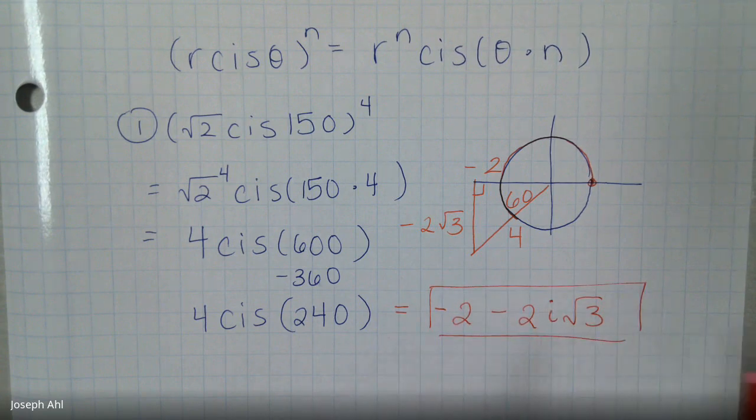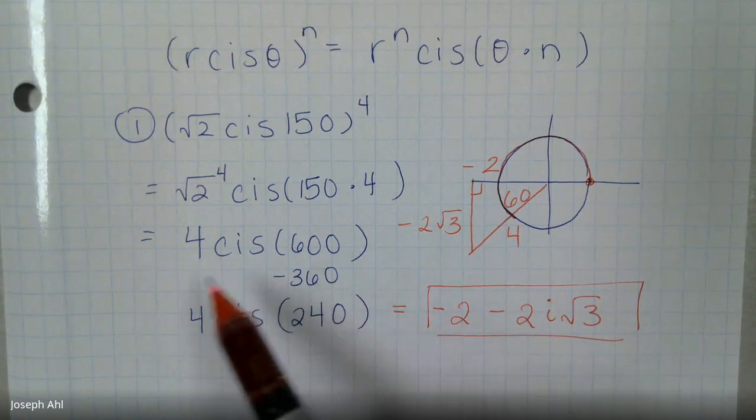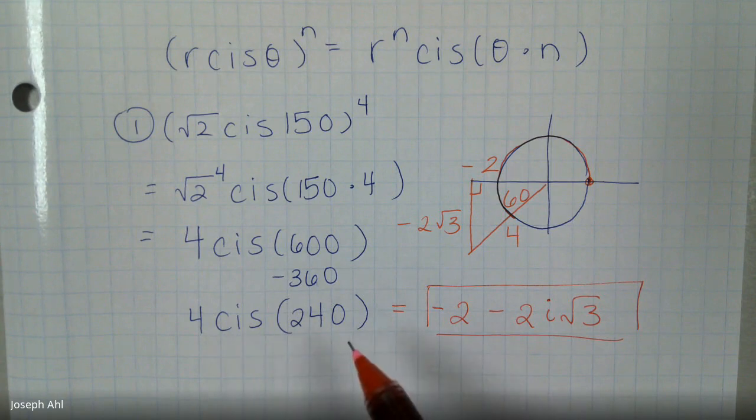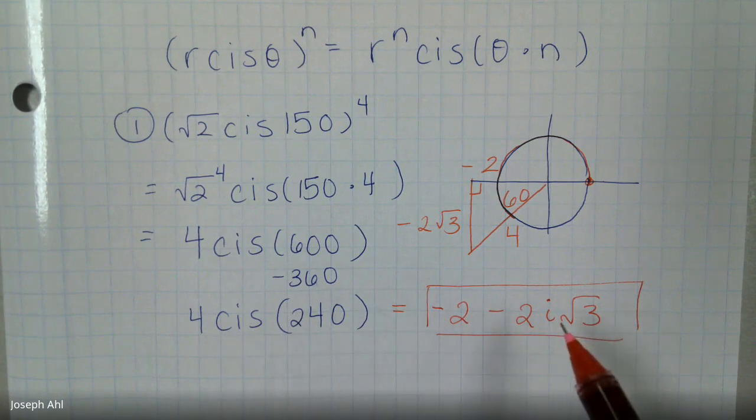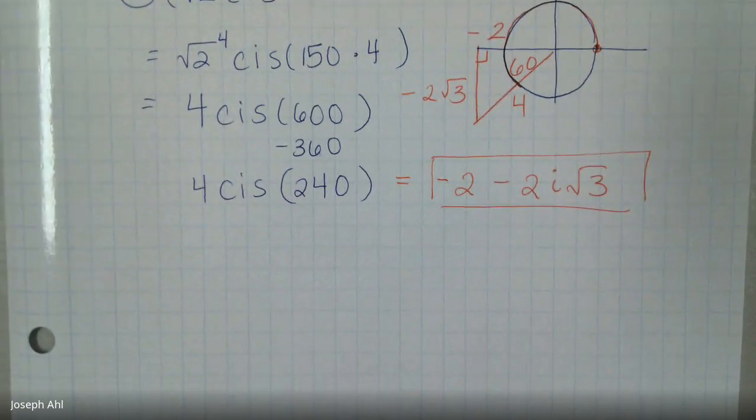So we just have to read directions for our questions. Sometimes it will say leave your answer in polar form, then I would have stopped here. But if it says put it back into rectangular or that a plus bi form, we've got to go that extra step then.